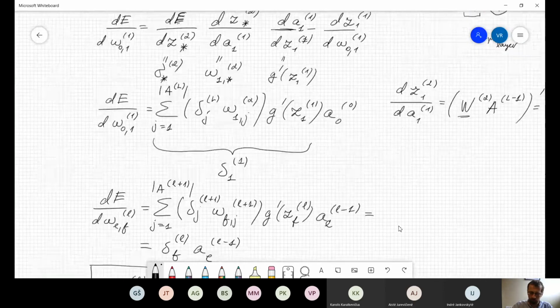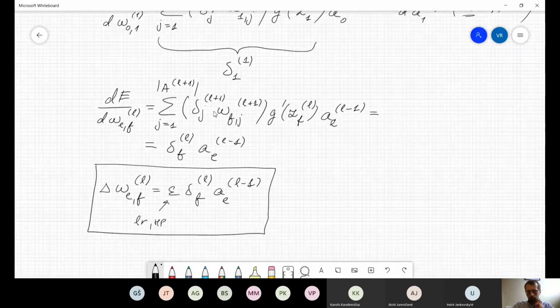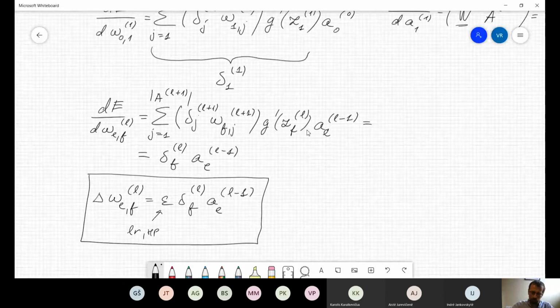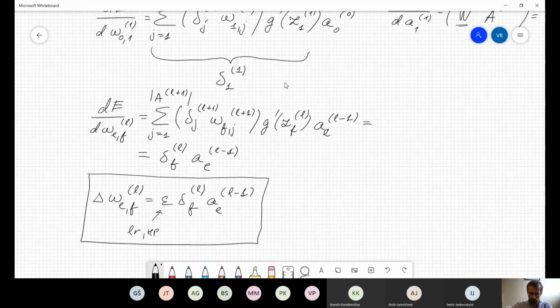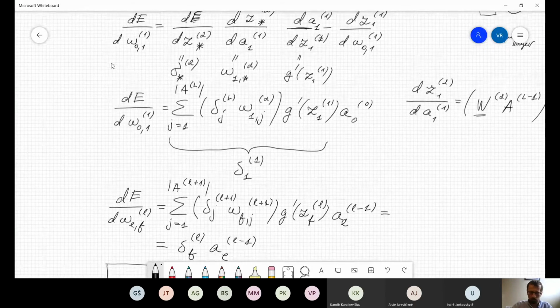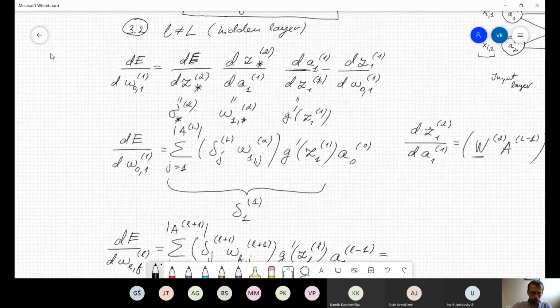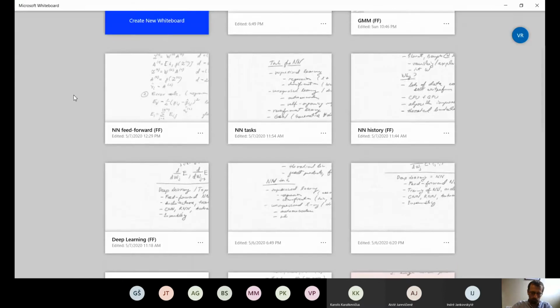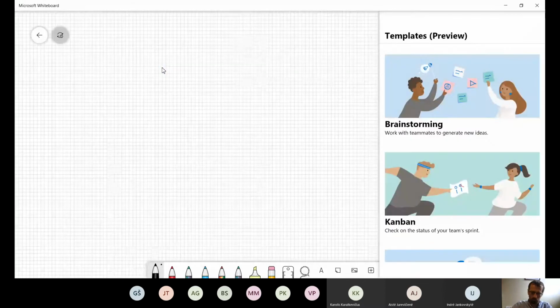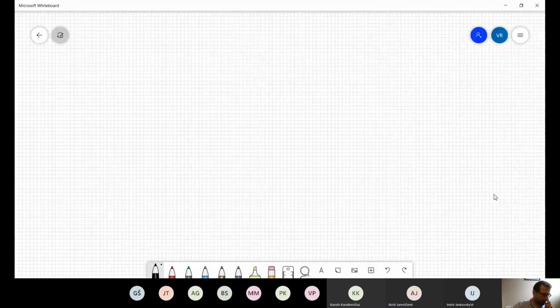Now, what we are missing in our calculations: we have these activation functions and their derivatives, which we just assumed we take from somewhere. So now let's create a new whiteboard and start looking specifically into the activation functions. I will give you a list of various activation functions and some recommendations.